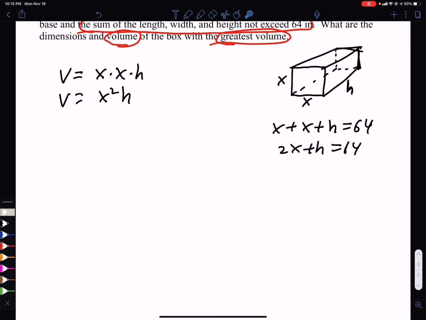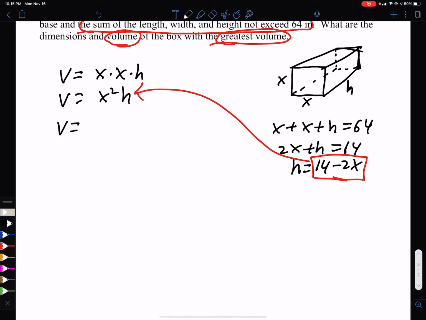Now I have a choice, solving for h or solving for x, to plug in here or here. To me, it's easier solving for h. So h will be 14 minus 2x, and I will take that value and replace h with that. The whole purpose is to get only one variable in my volume formula. I could have replaced x instead, but it looked easier replacing h.